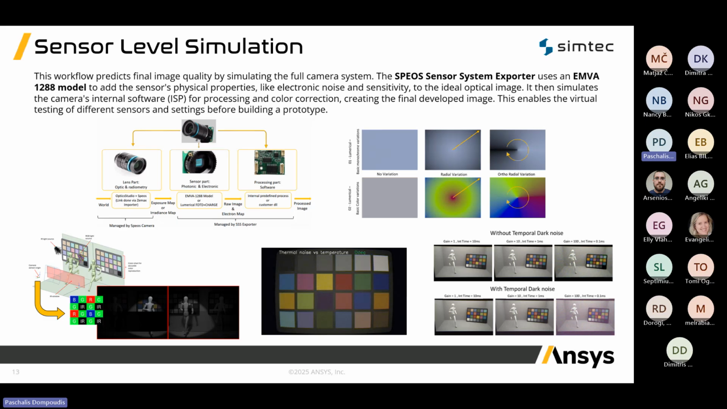Our final enhancement is sensor level simulation, where we simulate the entire camera system, including electronics and software, not just the optics. The process is managed by a tool called Speos Sensor System Exporter, which starts with the ideal optical image, which is essentially an irradiance map on the sensor's surface. First, it creates a raw image by applying a sensor model based on the EMVA 1288 standard. This adds real-world imperfections like electronic noise and non-uniformity.